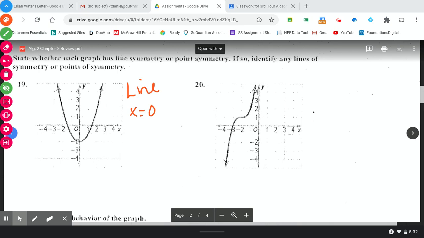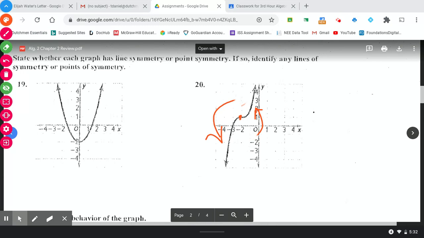On 20, there's not really a place where I can draw a line, because if I folded this over, it would end up here, which is obviously not on that. So I can't draw one anywhere that would fold this part of the graph on top of this part of the graph. So what I can do is put a point like right here and rotate this 180 degrees, or actually, I guess we rotate it the other direction this way. So we would rotate it 180 degrees that way.